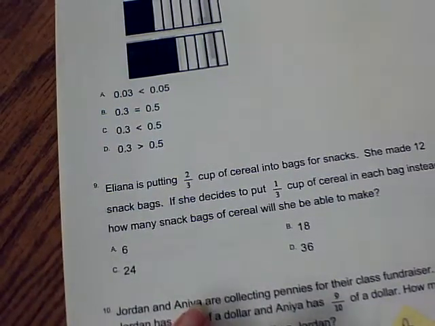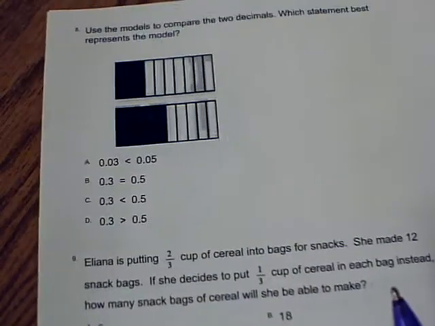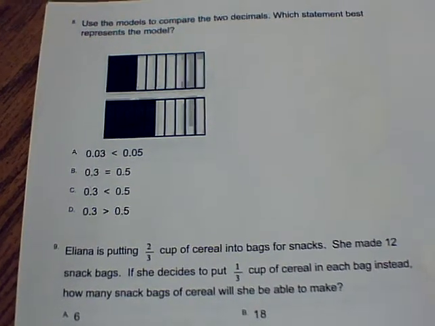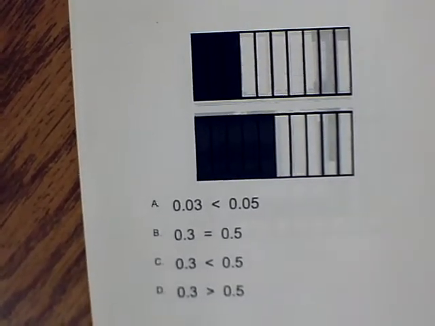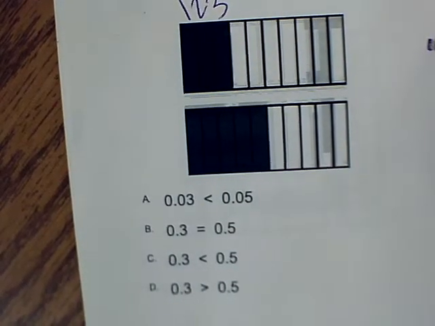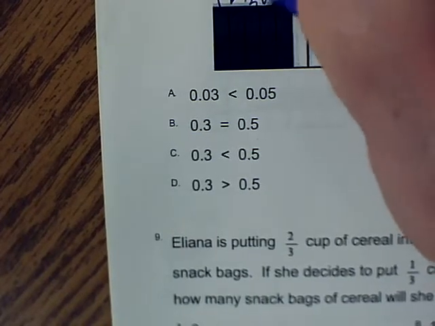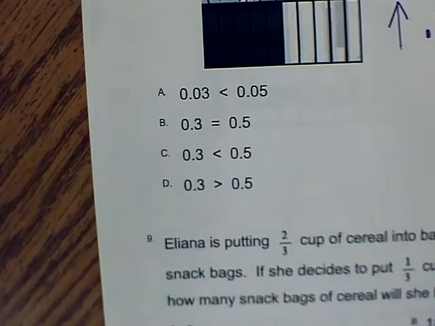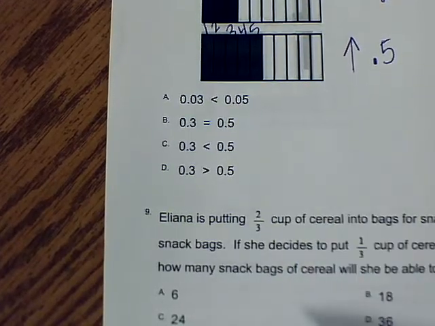All right, let's look at number 8. Number 8 says, use the models to compare the two decimals. Which statement represents the model? Well, let's look at this model. How many tenths are there shaded? There's 1, 2, 3 tenths shaded. How many tenths are shaded here? 1, 2, 3, 4, 5 tenths are shaded. We know that 5 tenths is greater than 3 tenths. So, which one of these shows 5 tenths being greater than 3 tenths?